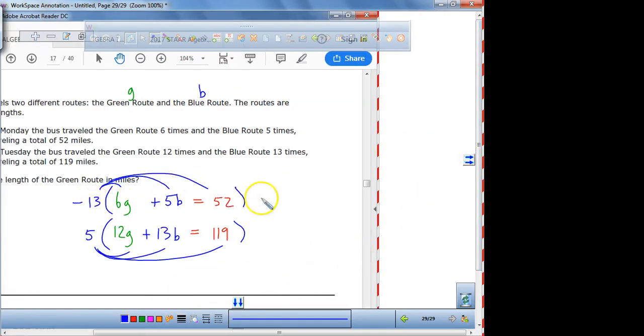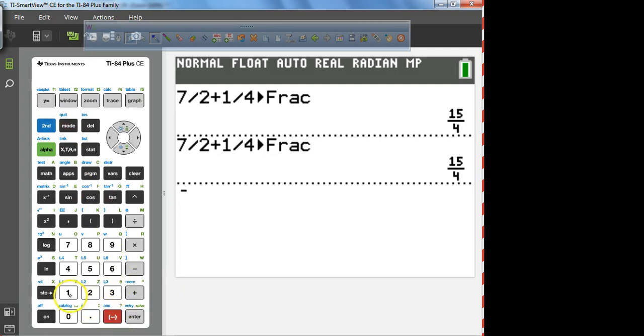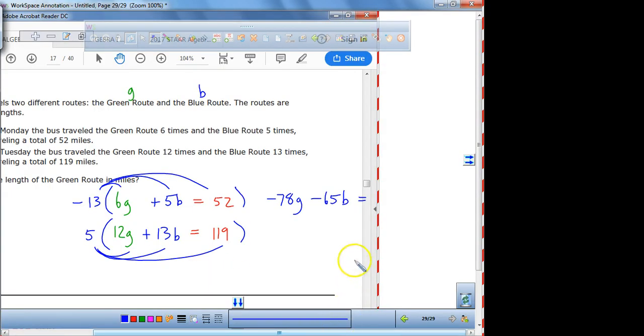So negative 13 times 6 is negative 78G. Negative 13 times 5 is a negative 65B. Equals. And negative 13 times 52, all right, what do we get? Negative 676.